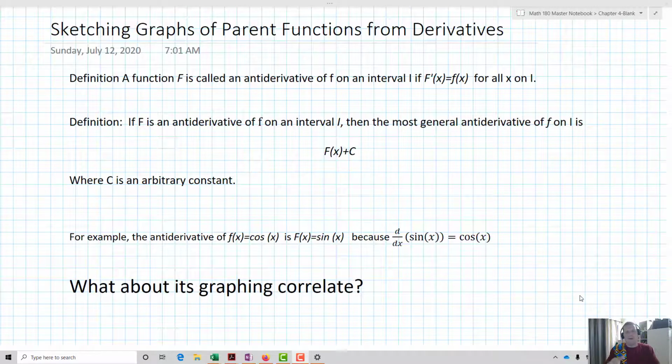So what we're going to do now is look at sketching graphs of parent functions from derivatives. In other words, we're going to be looking at sketching the antiderivative from the derivative. So let's first start out with just some reviews of some definitions.